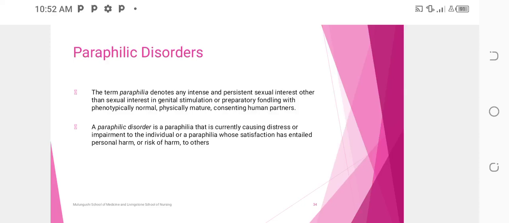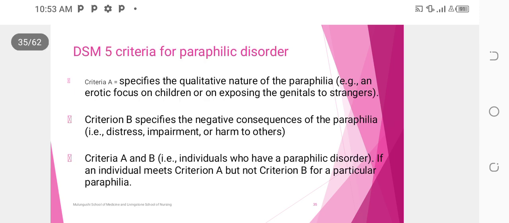Criteria A specifies the qualitative nature of the paraphilia. So in here we have, for example, an erotic focus on children or on exposing genitals. What this entails is that there's a specific group of people that are being targeted, while criteria B specifies the negative consequences of the paraphilia, such as distress, impairment, or harm to others.